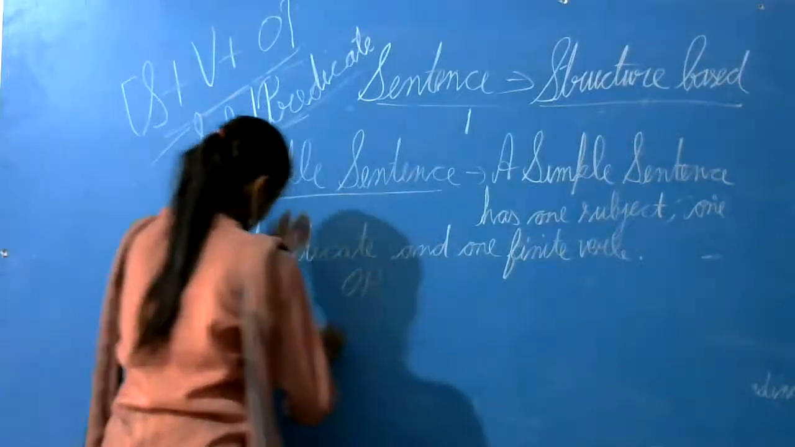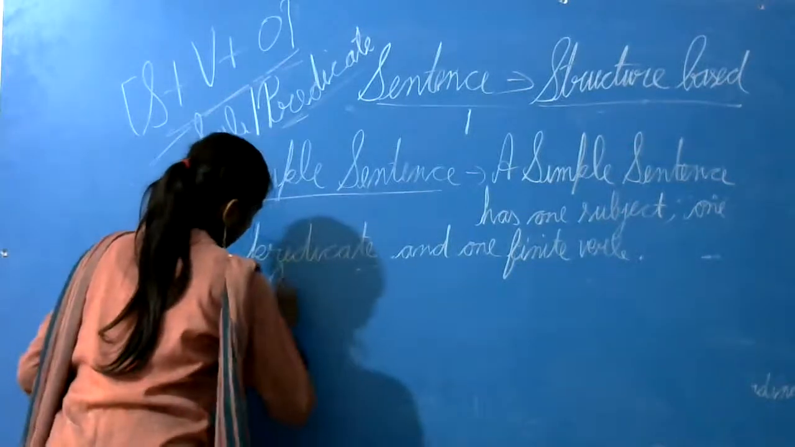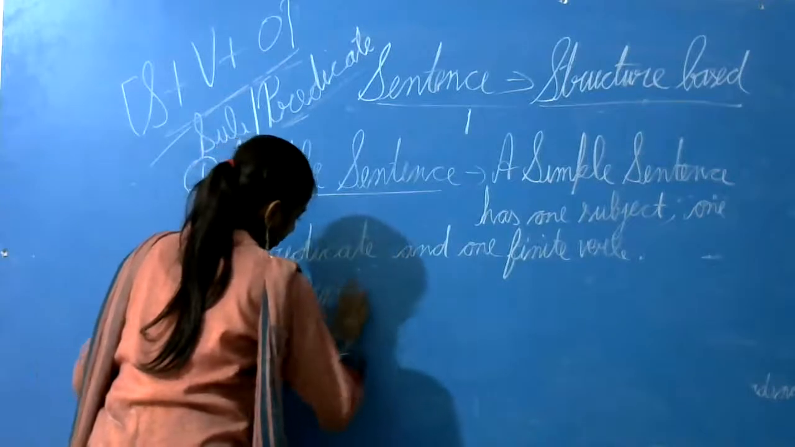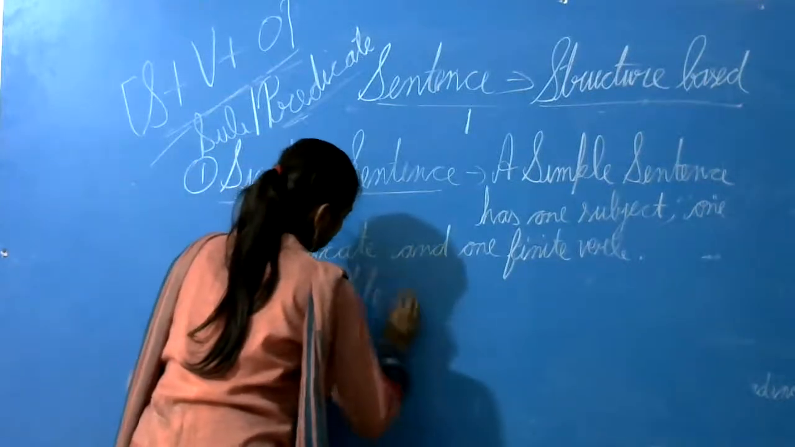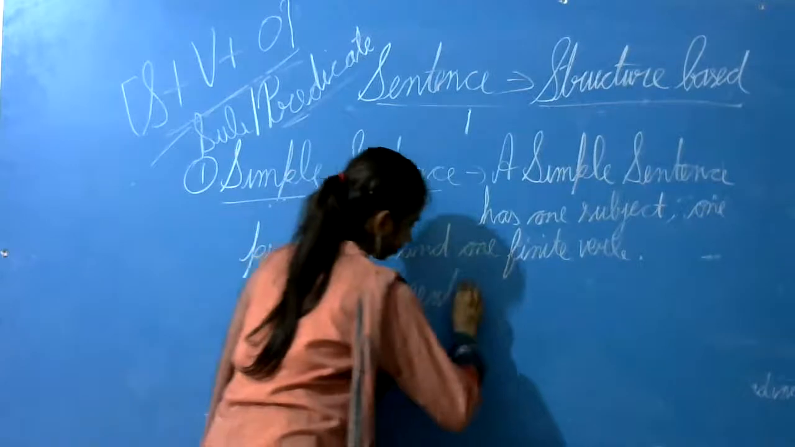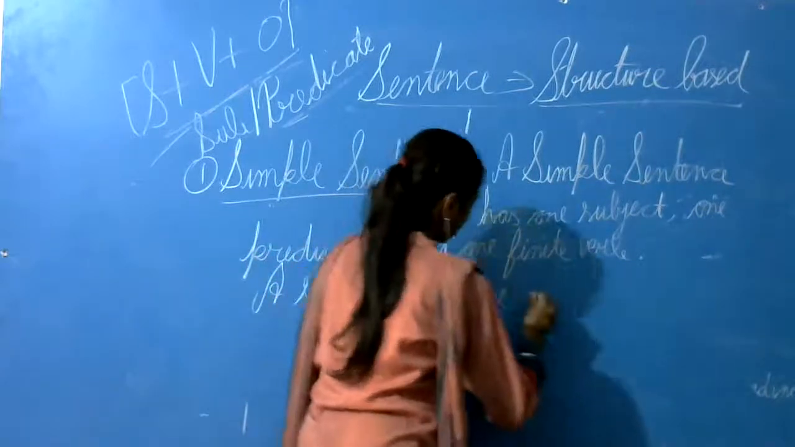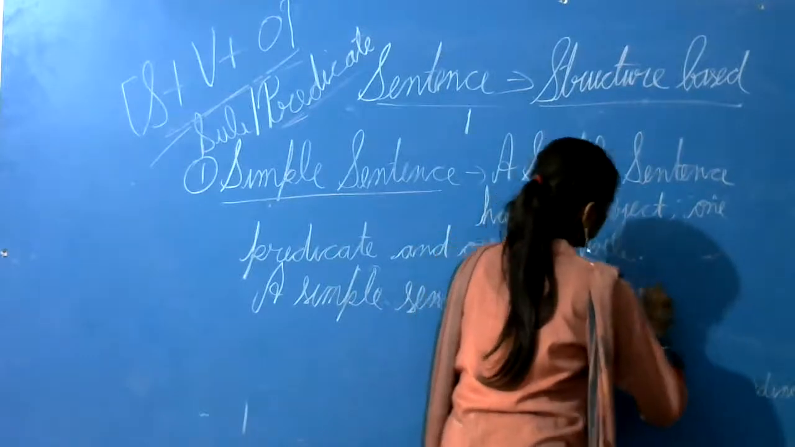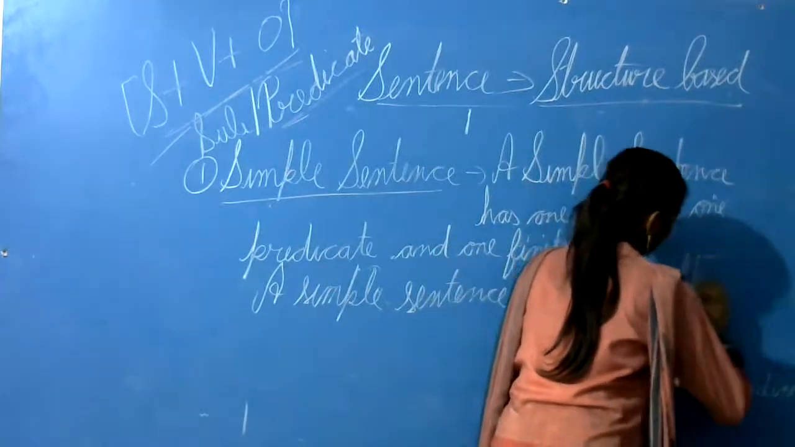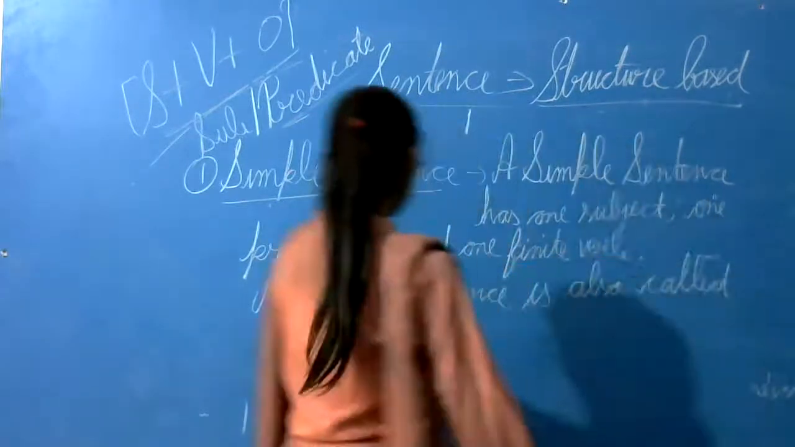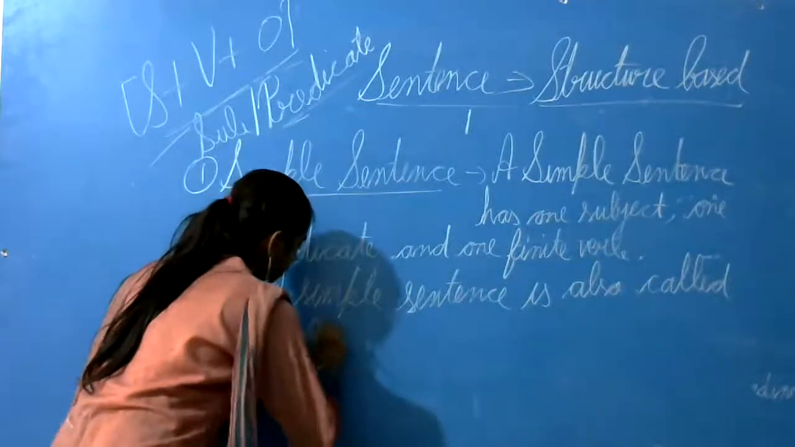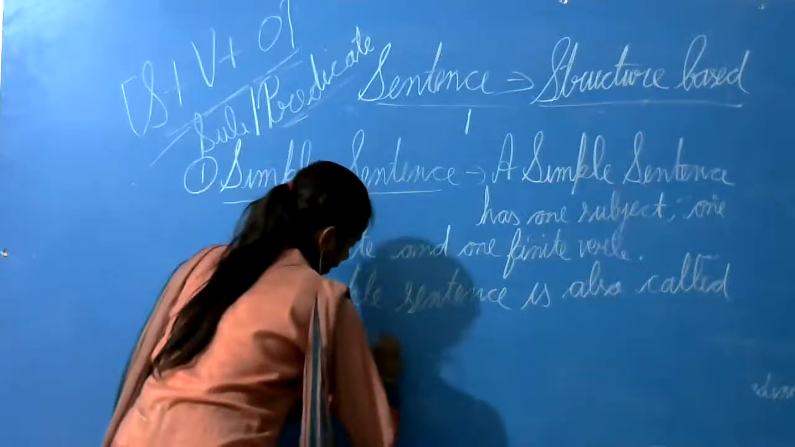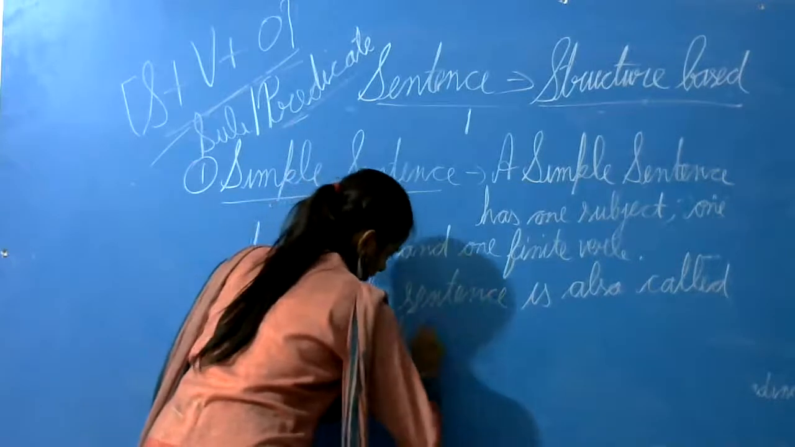A simple sentence is also called... और किस नाम से हम इसे जानते हैं? सिंपल सेंटेंस इज ऑल्सो कॉल्ड एन इंडिपेंडेंट क्लॉज.